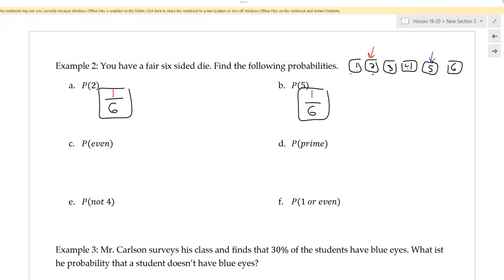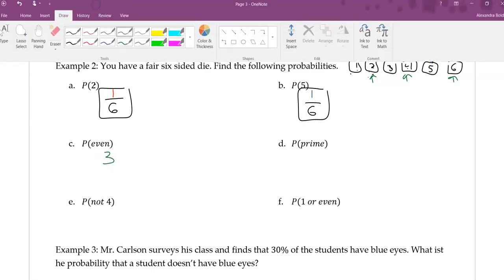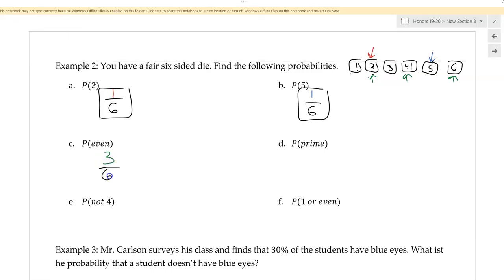Probability of even. 2 is even. 4 is even. 6 is even. There are 3 even numbers out of my 6 options. That does reduce to 1/2.